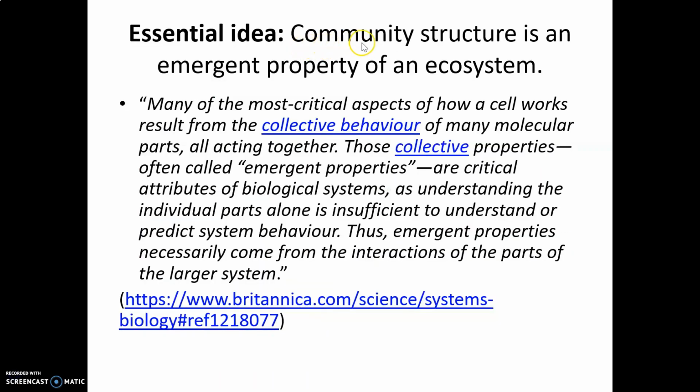And then it says up here, community structure is an emergent property of an ecosystem. Community structure is the food web, the way matter is recycled in the community and the way energy flows in the community, the fact that there are sometimes keystone species in an ecosystem. All this is defined, so to speak, as a community structure. And all these interactions and the structure of the community is an emergent property of an ecosystem.